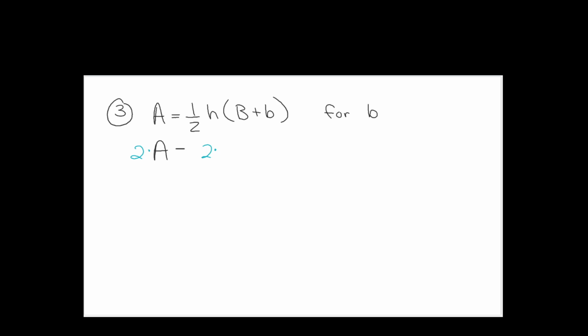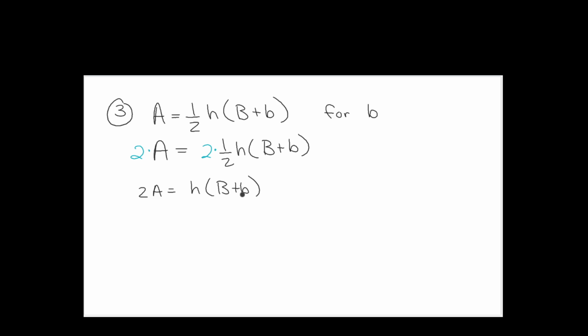We have 2 times the A. We have 2 times the 1/2 H times this stuff in parentheses. Okay? And what that's going to do for us is that we have 2A equals 2 times 1/2 cancels out, and we're left with H times B plus lowercase b. Okay? And sometimes students get crazy here and try to do different distributive things. Do not do that. It's all one big multiplication. You just chose to multiply this piece first. Okay? Multiplication, the order doesn't matter because of commutative law.